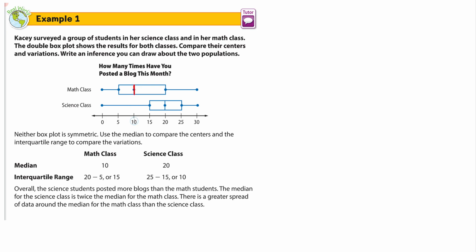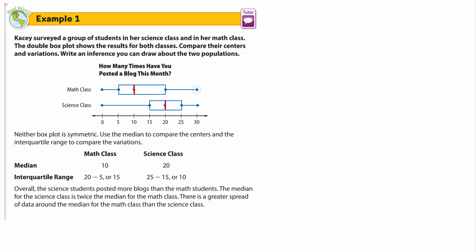So this median is at 10, whereas the median for the science class is at 20. So we can see the median is super easy. For the math class, it's this 10, and for the science class, it's 20. And how many times have you posted a blog this month? So we can tell from that the science class in general posts more to the blog, about twice as much. And you can see that here. The median for the science class is twice the median for the math class, and that's just because 20 is twice 10. That's easy to compare.